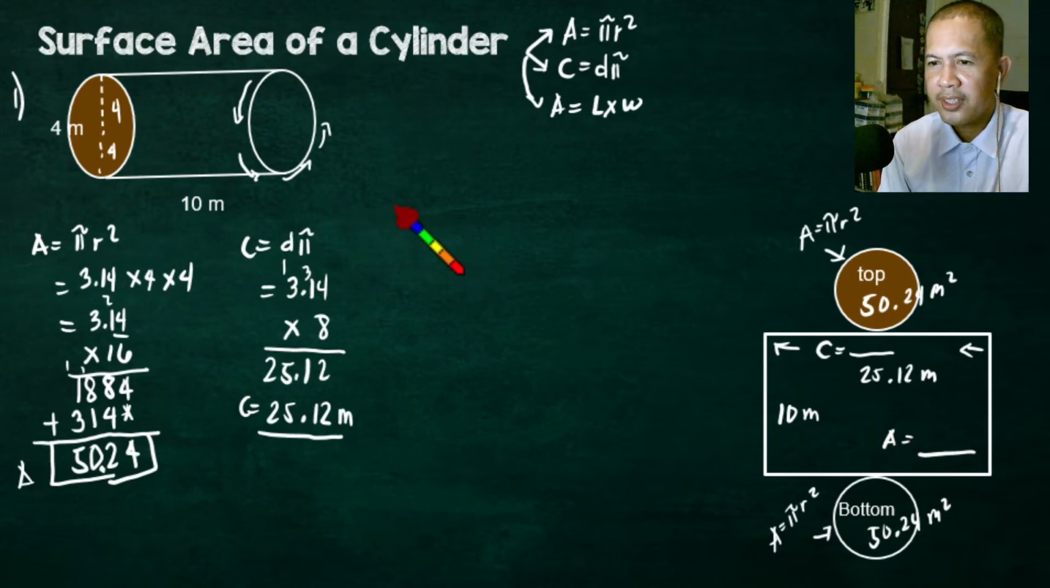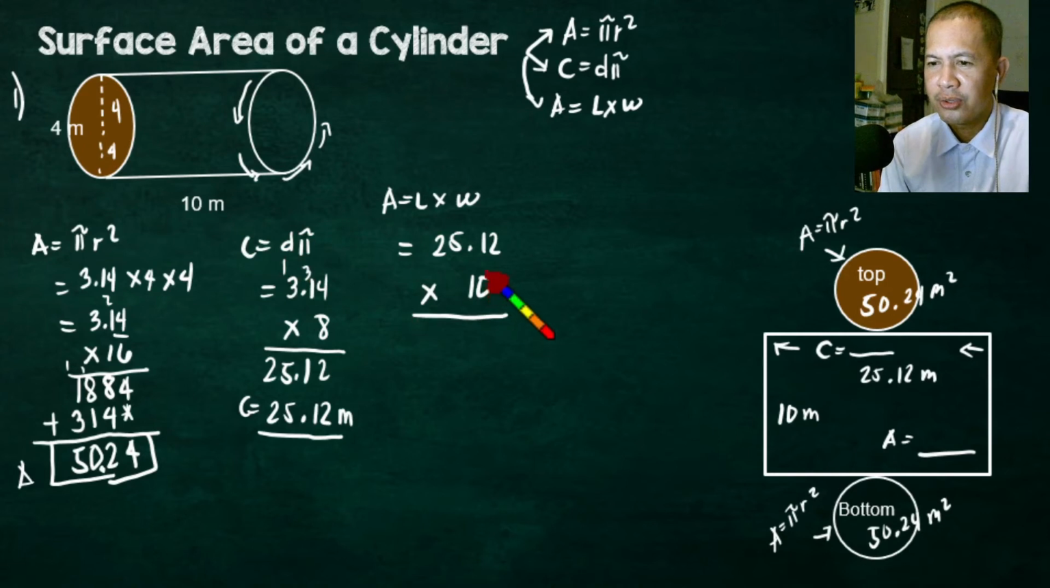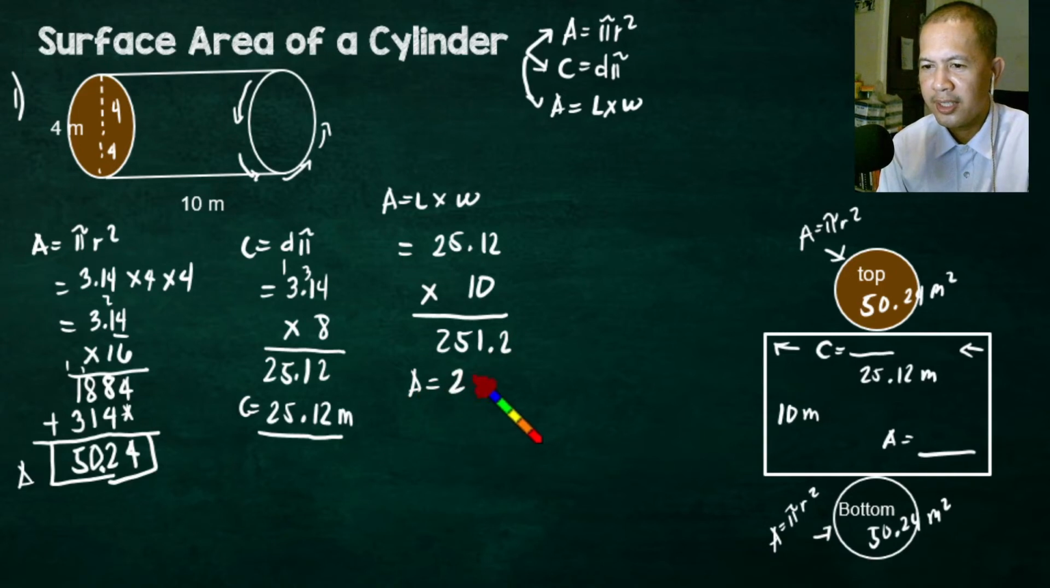So, ang area ng rectangle is length times width. Ang length natin dito is 25.12 times ang ating width na 10, ang ating height. So, multiplying that, ang answer natin, that is 251.2. That is the area of our rectangle, 251.2.